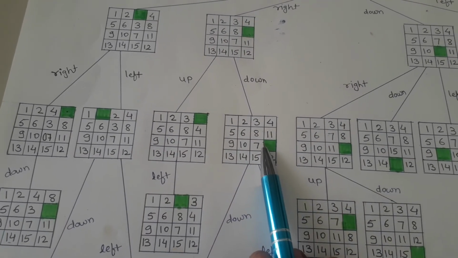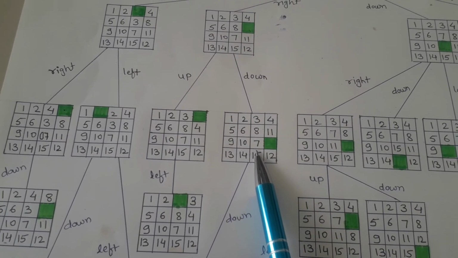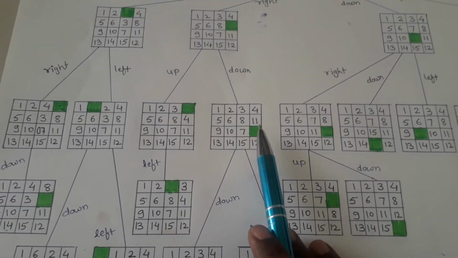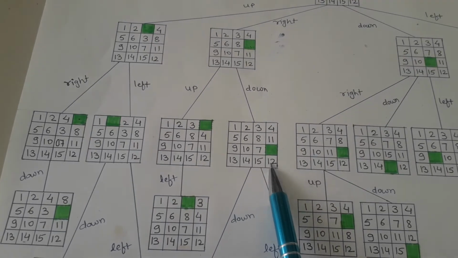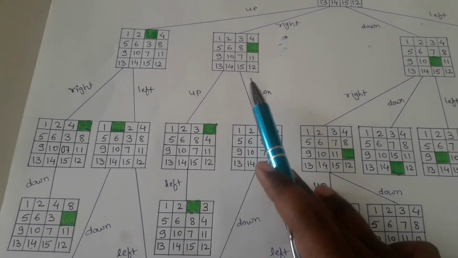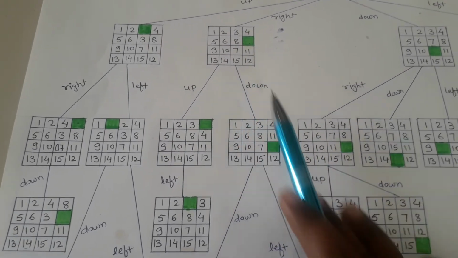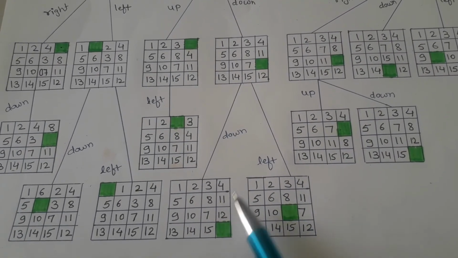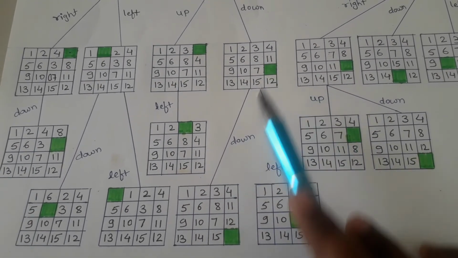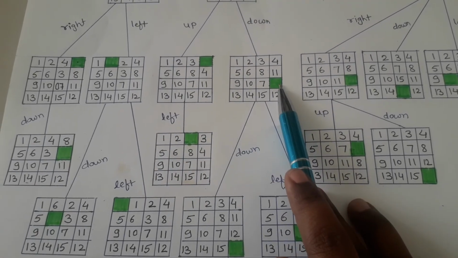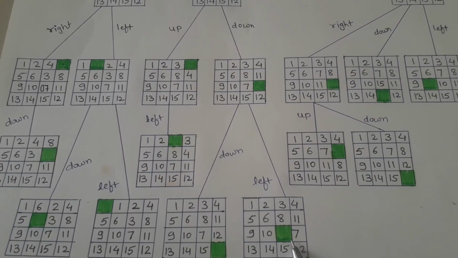Now here 7, 11 and 12, these are the three different tiles which are here. But if we move 11 to this empty slot, then we will again get this previous state. So therefore either we will move 7 or 12. Now if we move 12 to this empty slot, then we will get this state. And if we move 7 to this empty slot, then we will get this state.